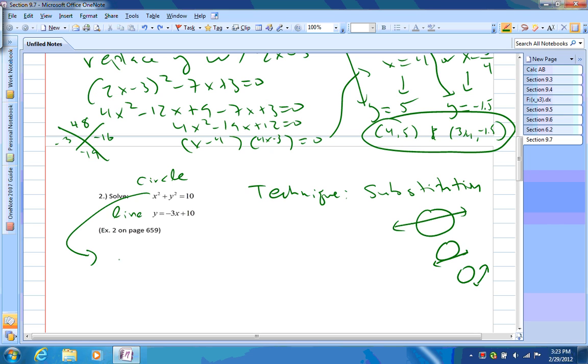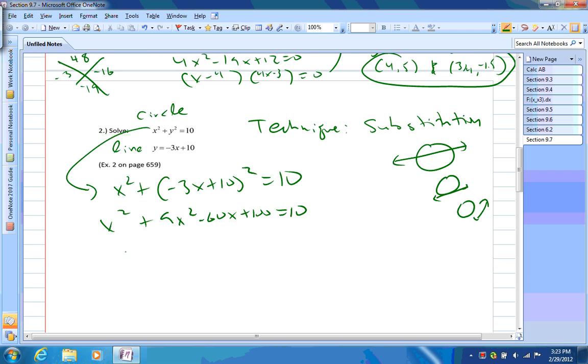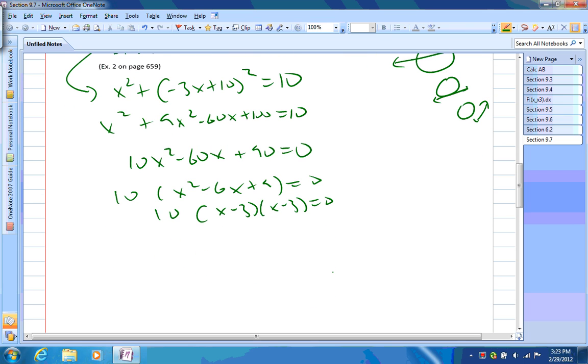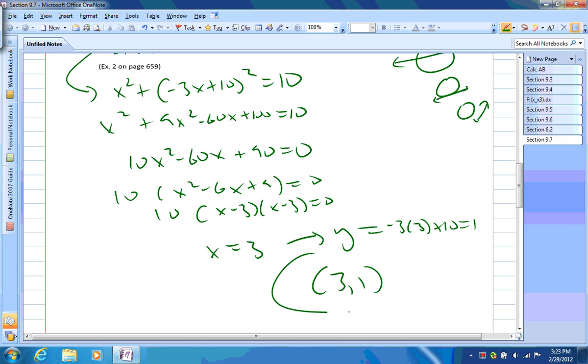So we already have y by itself in the second equation. So very simple. Work it out. Factor out a 10. Make it easy on yourself. Factor it. And so of course you just get x equals 3. And that means that y obviously is going to equal negative 3 times 3 plus 10, which is 1. So your answer is 3 comma 1.